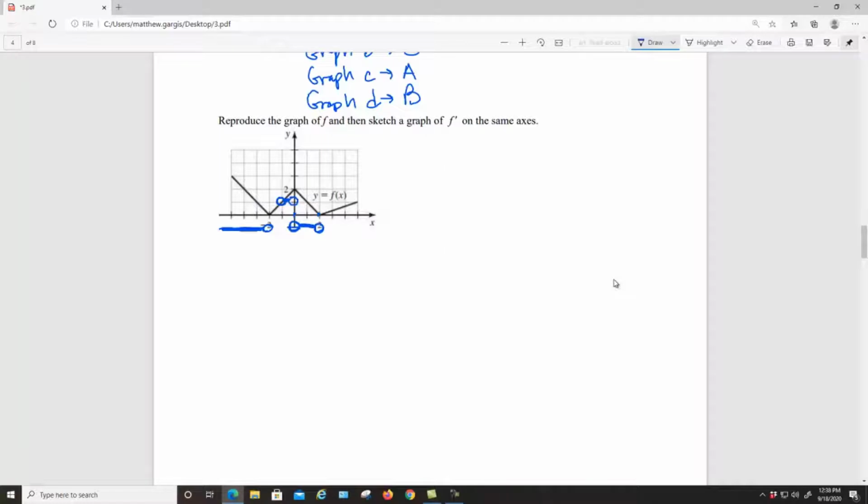And then from 2 to positive infinity on the x, the slope looks like it's up 1 and then over 3. So around 1/3. So I would say that would be somewhere around there. And then it would go that way.